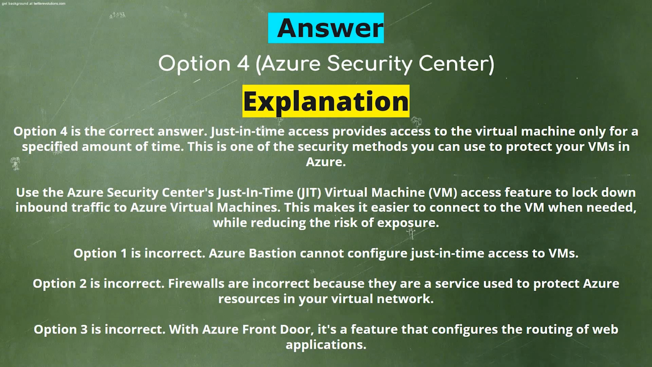Option 1 is incorrect. Azure Bastion cannot configure just-in-time access to VMs. Option 2 is incorrect. Firewalls are incorrect because they are a service used to protect Azure resources in your virtual network. Option 3 is incorrect. Azure Front Door is a feature that configures the routing of web applications.